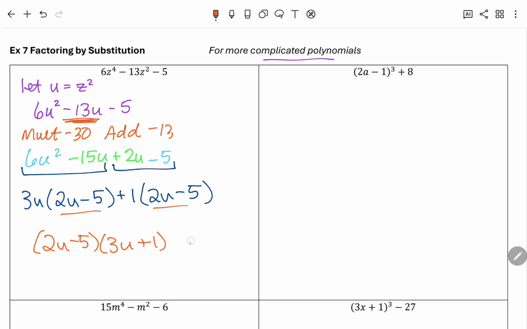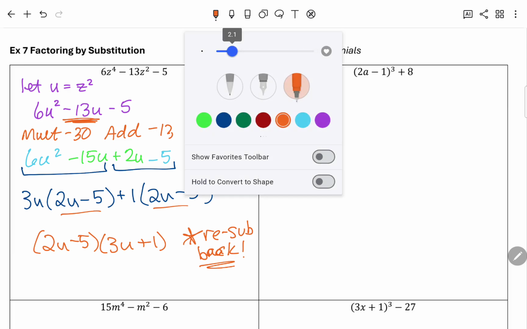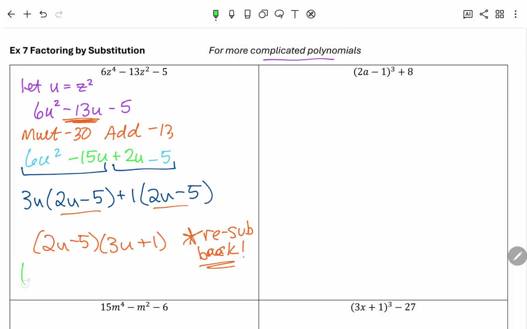Now, here's the thing to remember, star, star, circle, circle, re-substitute back. Okay, if I can spell. Re-substitute back. So we're not done. That's not where you stop. You need to substitute back in whatever we have. For wherever we have a u, we're going to put a z squared. So we're going to write 2z squared minus 5 times 3z squared plus 1. And then check, can I factor any of that further? No, that's where I'm done.